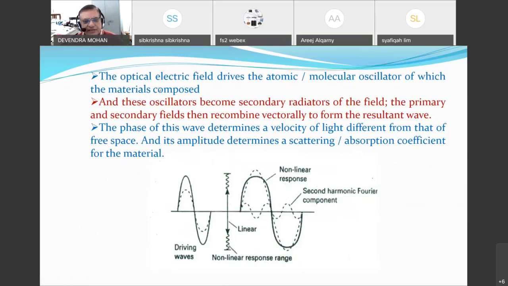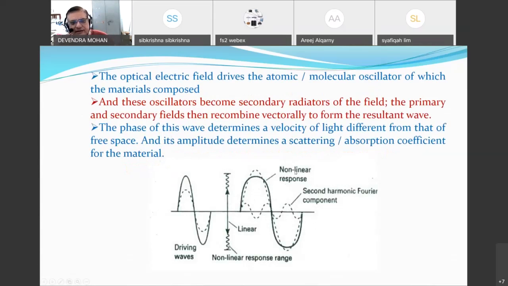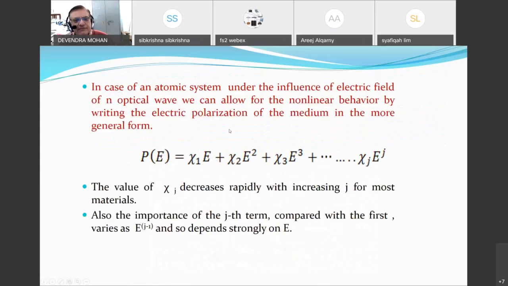What I wanted to convey is that non-linearity plays a very important role as we go on increasing our field strength, and field strength of the order of 10 to the power 9 volt per meter is sufficient to originate the non-linearity. So this picture shows how the driving wave is interacting with the material and non-linearity arises. The Fourier theory will dictate us to resolve the various components of this. Nonlinear behavior occurs when the secondary oscillator is given a nonlinear response. As a result, the oscillation becomes non-sinusoidal, as you can see here that you get the nonlinear response after a certain linear range. So Fourier theory will help us to get out of it.